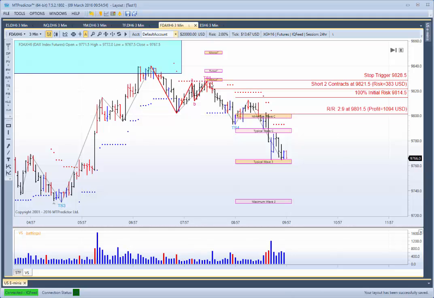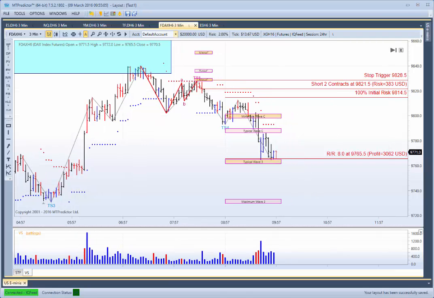So how do we manage this? Well, because this is a wave 2, we're anticipating a wave 3, therefore the initial target will be down here at the typical wave 3 WPT. As you can see, the market has just reached this area very nicely, where a profit of approximately 8R, or 8 times the initial risk, was available.